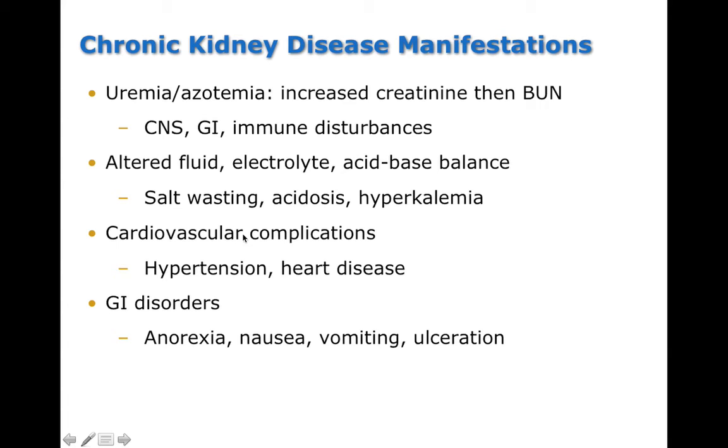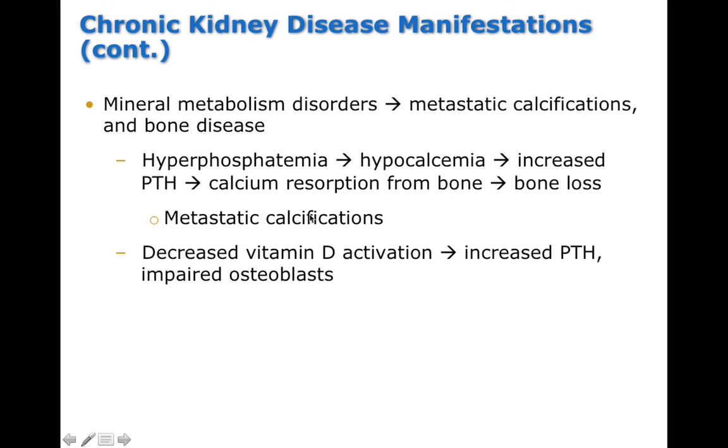There are different cardiovascular complications because if you can't get rid of excess water, we see hypertension, and that can put excess stress on your heart, which actually leads to further heart disease. And these different GI disorders that can result can be things like anorexia, nausea, vomiting, or even ulcerations as well, because of a decrease in your immune system's ability to fight off bacteria. Bacteria can start to create ulcers within your gastric mucosa.